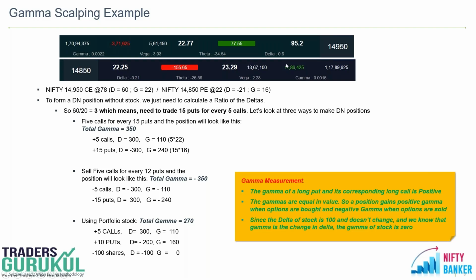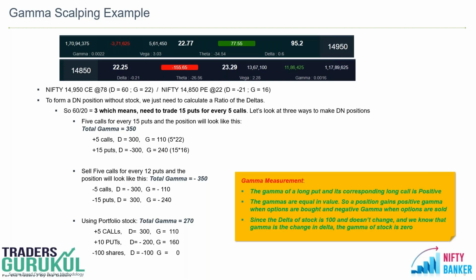Now how much is the gamma? Gamma, if you see here, the first one, this is 22. 22 into 5, we're talking about 110, correct? But for putting the delta to 0, how much of the put do we need to have? Put delta is let's say 20. We're talking about 20 into 15, so 300 delta. And the put delta is negative. So here plus delta 300, minus delta 300, we get squared up.